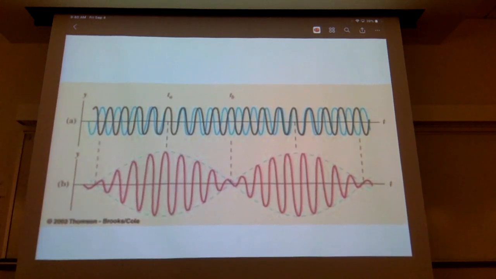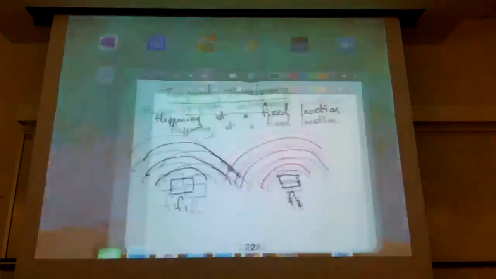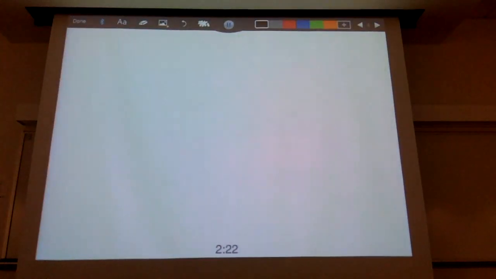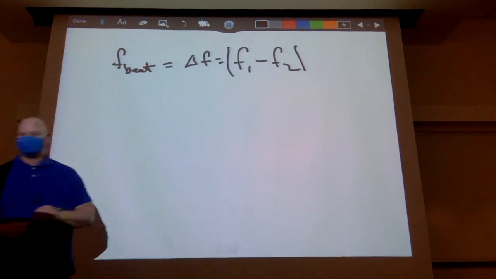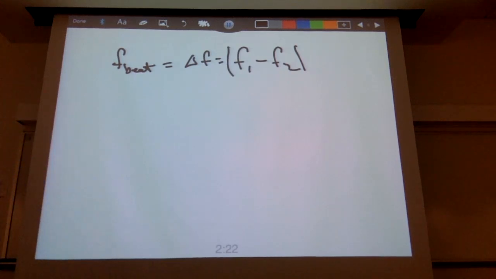You can actually show this using the trig identities that we did last time, and I'm not going to bother doing that. But it turns out that what we call the beat frequency is equal to the difference in the frequencies, which in this case is F1 minus F2. I'm going to put the absolute value on those. So the beat frequency is simply equal to the difference of these two frequencies.